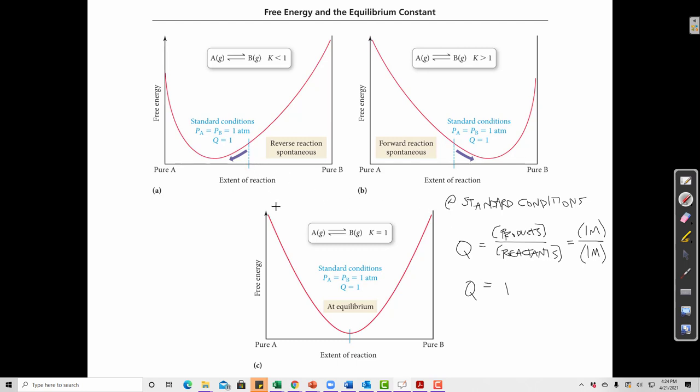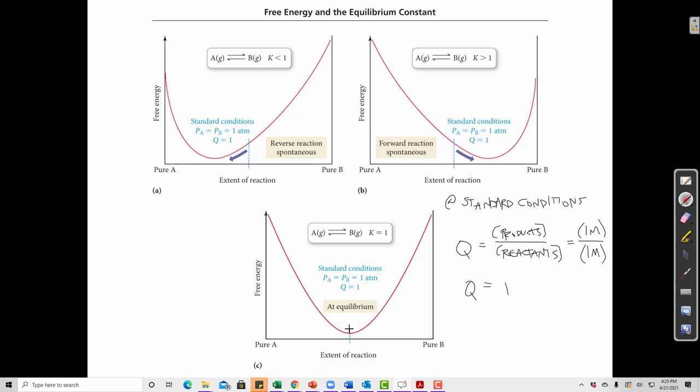So if K also equals 1, because Q always equals 1, if K also happens to equal 1, which generally, remember, is pretty unusual. Usually I don't have 50% products and 50% reactants. Usually it's some different ratio, not exactly 50-50. But if it happened to be so, that K equals 1, then this is what my curve would look like. I would have my standard, under standard conditions, this would be Q equal to 1.